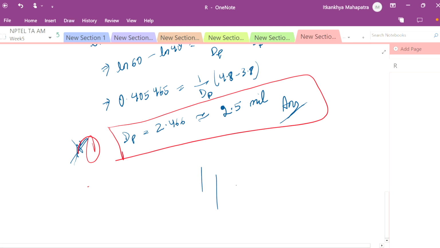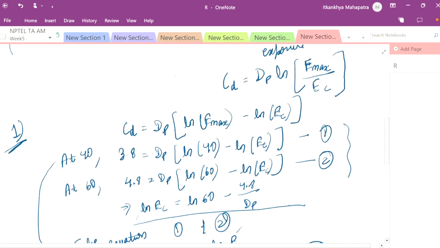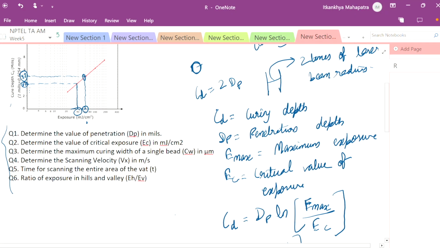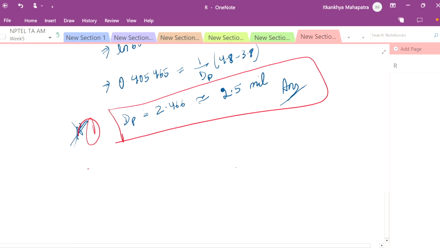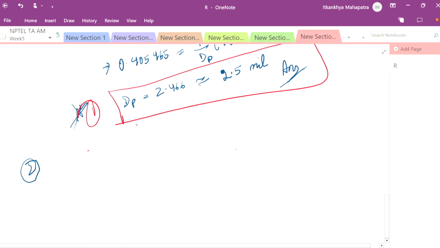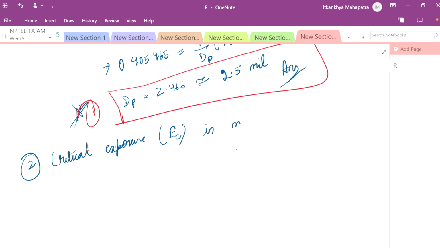Again we'll continue with solving our next question. We have been asked to determine the value of critical exposure in mJ per centimeter square. Second question: critical exposure, EC, in mJ per centimeter square.